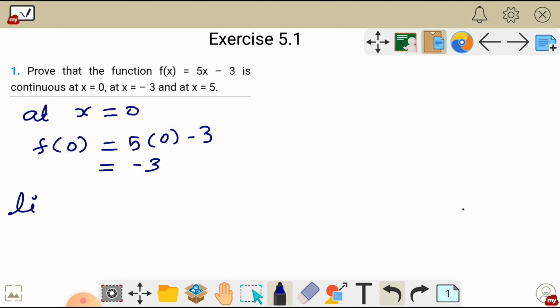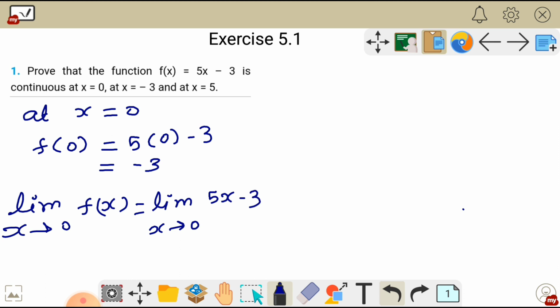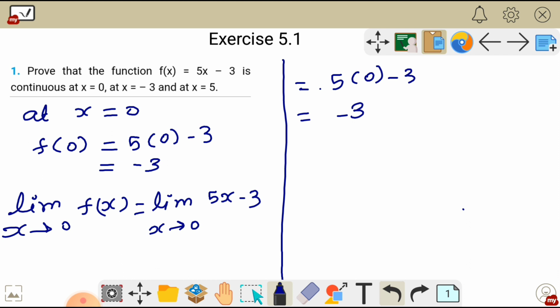So the limit as x tends to 0 of f of x, which equals the limit as x tends to 0 of 5x minus 3, which equals 5 in the bracket 0 minus 3. When we put the limit in the function, we get 5 in the bracket 0 minus 3, which gives minus 3 here.